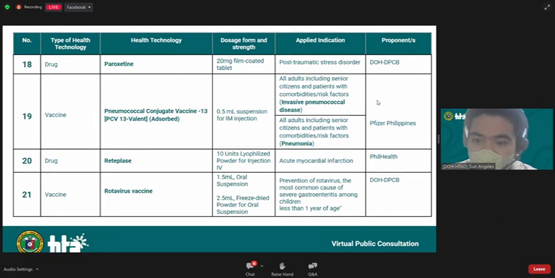And then paroxetine for post-traumatic stress disorder submitted by DOH HTPCV, pneumococcal conjugate vaccine 13 for all adults, including senior citizens and patients with comorbidities or risk factors, such as invasive pneumococcal disease and pneumonia, submitted by Pfizer Philippines. Reteplase for acute myocardial infarction, submitted by PhilHealth. Rotavirus vaccine for the prevention of rotavirus, the most common cause of severe gastroenteritis among children less than 1 year of age, submitted by DOH HTPCV. Next slide, please.